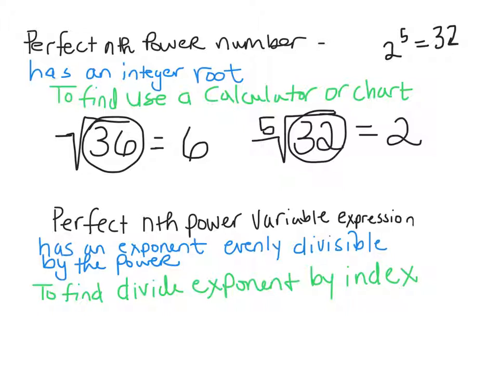If we're thinking about a variable expression, then a perfect power variable expression has an exponent that is evenly divisible by the power. Okay? So if I'm thinking of perfect squares, a perfect square variable expression might be x to the 8th, because 8 is divisible by 2. Okay? So that's a perfect square.